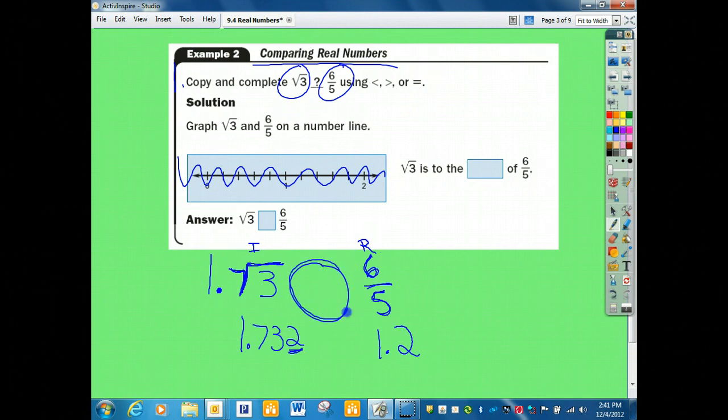But on your homework then, what are we going to put in here in the middle? Less than, greater than? Greater than. So you're saying 1.732 is greater than 1.2? Yep. And remember, if you have to, you can always add zeros so you have as many. But you can just look here. 7 is bigger than the 2. So this is bigger, gets 2 dots. This is smaller, gets 1. The greater than sign is correct. Questions on that one?